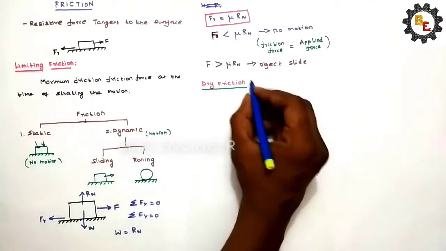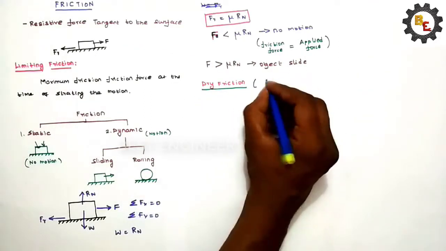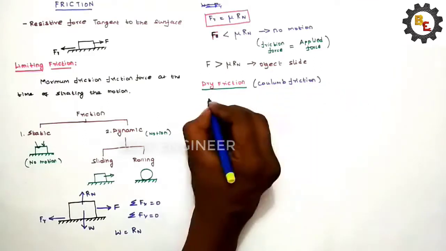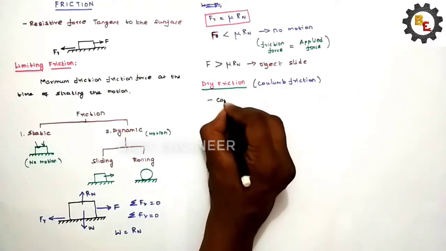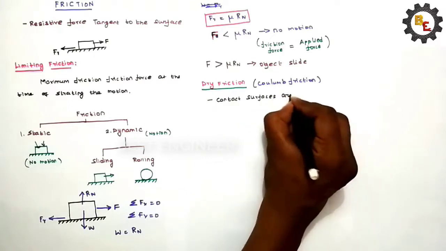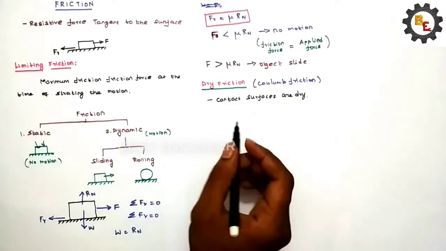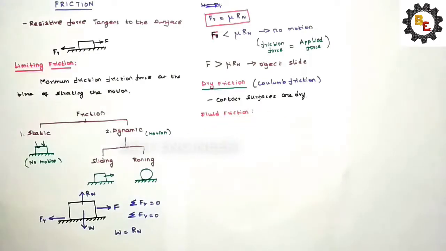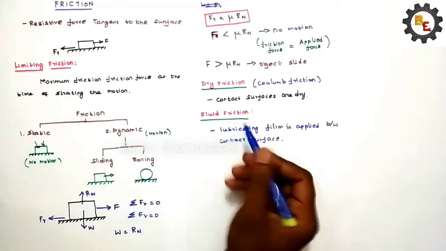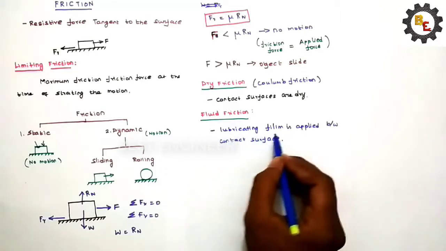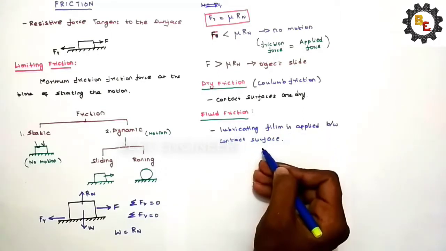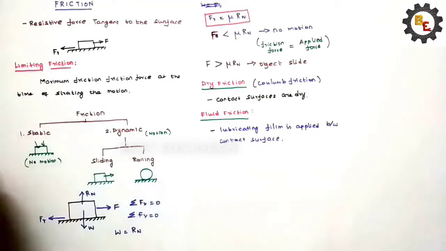Next, dry friction. Dry friction is also called Coulomb friction. When the contact surfaces are dry, the friction created by that surface is called dry friction. Fluid friction. Fluid friction is the friction when the lubricating film is applied between the contact surfaces. That friction is called fluid friction.